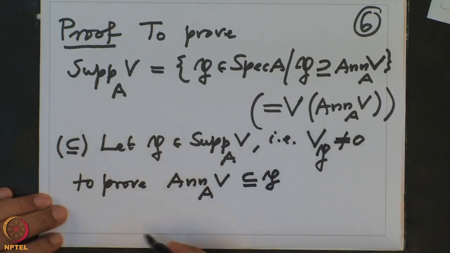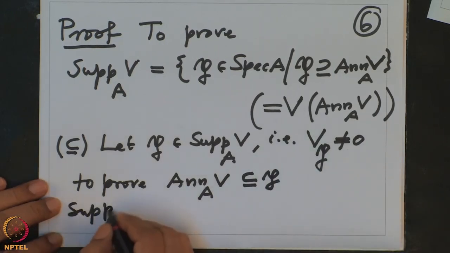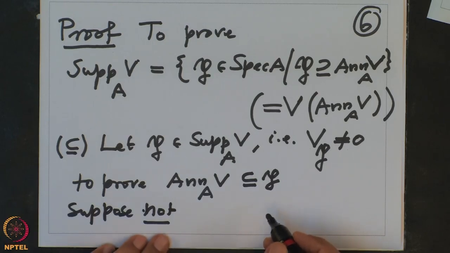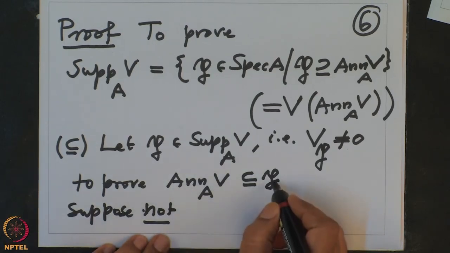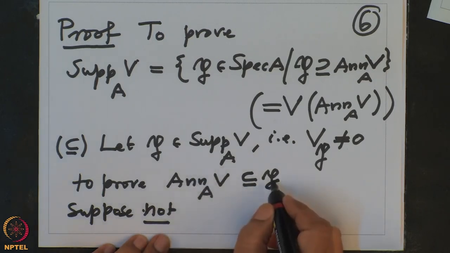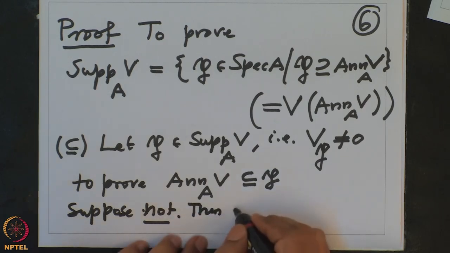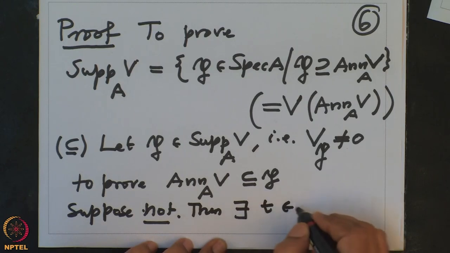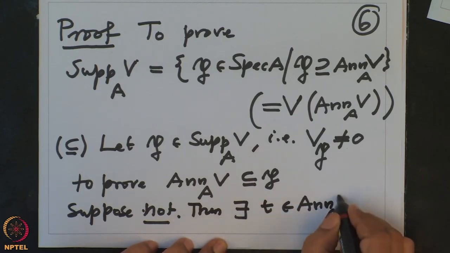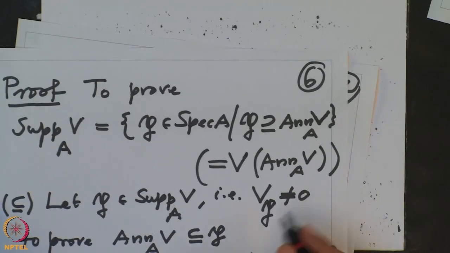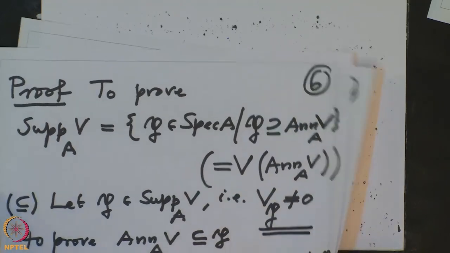So suppose not. Then if this is not contained here, I can find an element in the annihilator which is not in P. So there exists T in the annihilator of V which is not in P. And remember, we want to now get a contradiction, a contradiction to this.